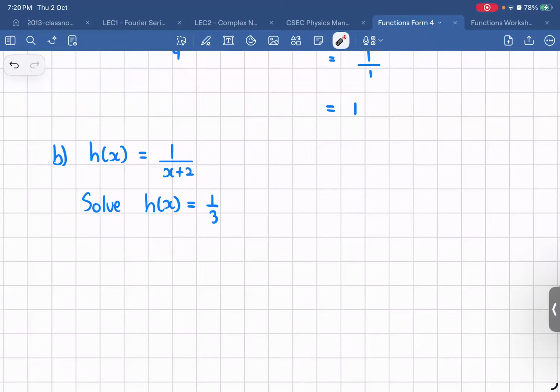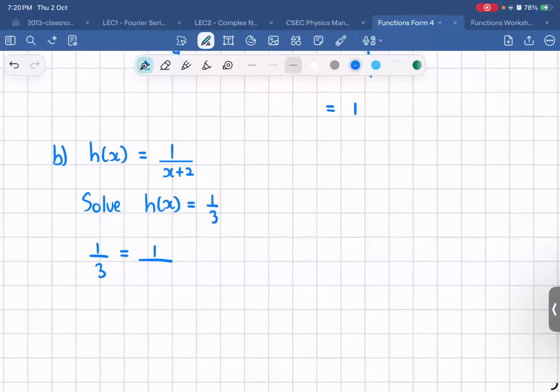What is h of x also equal to? 1/x plus 2. Yeah. So if I wrote 1/3 is equal to 1/x plus 2, would I confuse you? No. So you understand that this was originally h of x here, but what we know h of x is. That's it, right? Yeah. So you're with me so far. Yeah. All right.